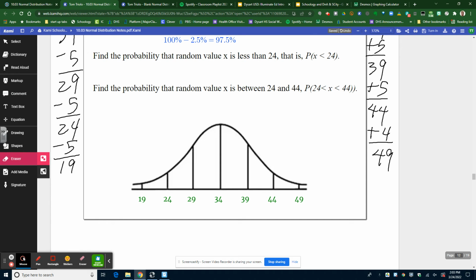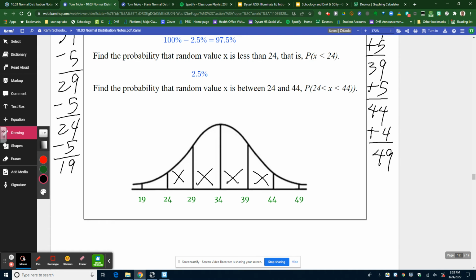All right. Find the probability. Hey, didn't we just do that? That was a 2.5. So 2.5%. The probability is between 24 and 44. So that's this one, and this one, and this one, and this one.